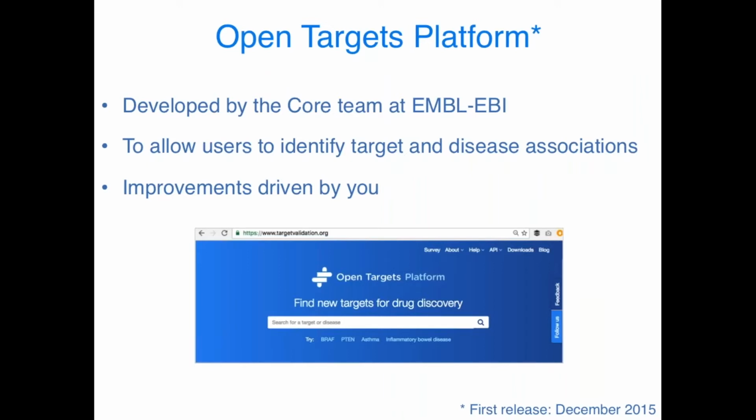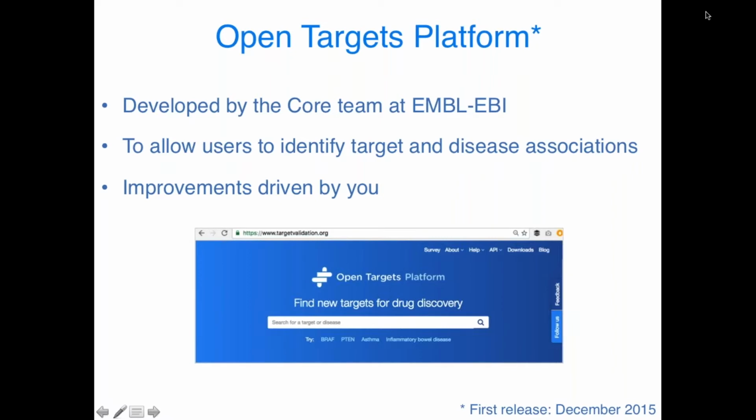So the Open Targets platform was developed and it is maintained by the core team here at EMBL-EBI. And our goal is to allow our users to identify target and disease associations. And one of the unique aspects of the Open Targets platform is that all changes and all data that we've got in there, everything is very much driven by you, so by our user communities. The first release of this platform took place in December 2015, so it's a very recent addition to the portfolio of web interfaces or databases within the API.